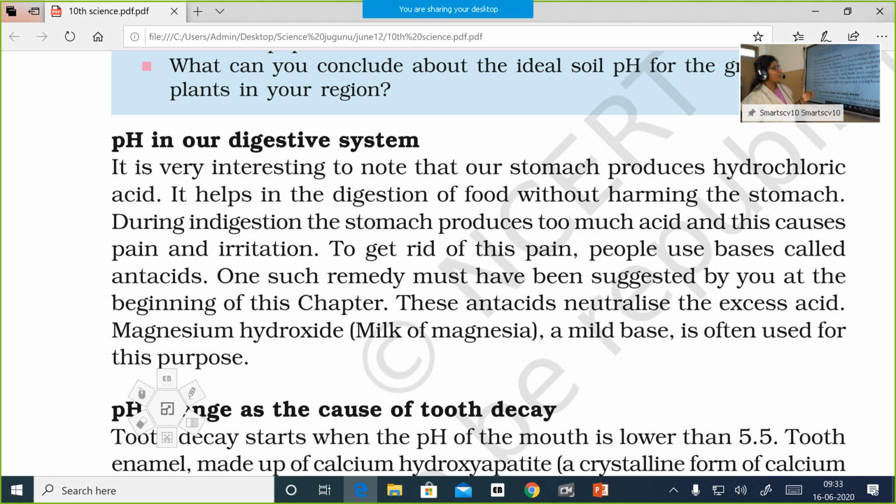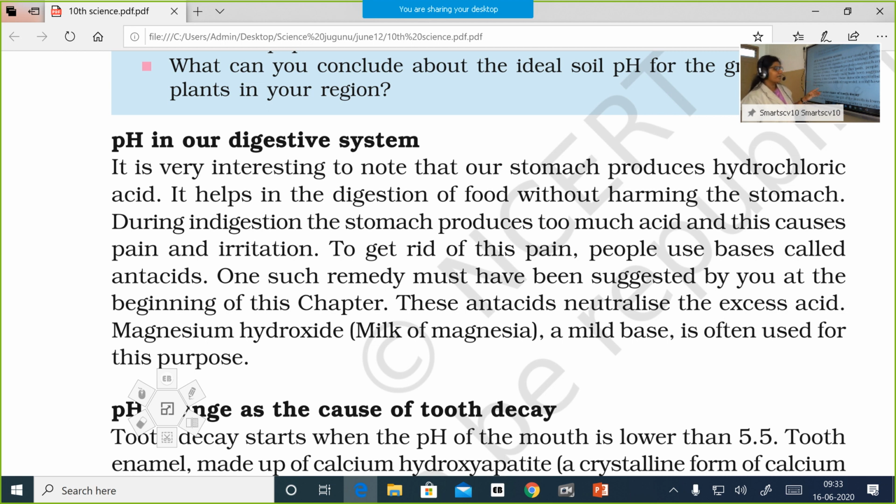So to get rid of this pain, people use bases called antacids. What are antacids? They are mild bases which can be used to neutralize the excess acid in your stomach. One such remedy must have been suggested by you at the beginning of this chapter. What was the remedy? Taking a dilute solution of what? Sodium bicarbonate. Why? Sodium bicarbonate is a mild base. These antacids neutralize the excess acid.